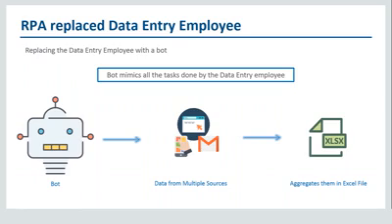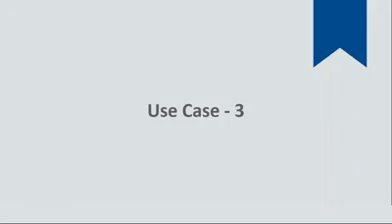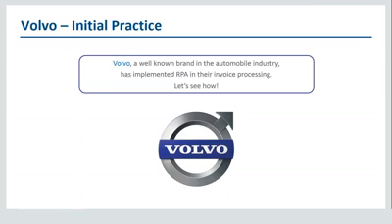Robots are not good at thinking of something new. They can only do tasks which we have told them to do using the programming language they are programmed in, right? Let's take one more example to understand RPA, guys.